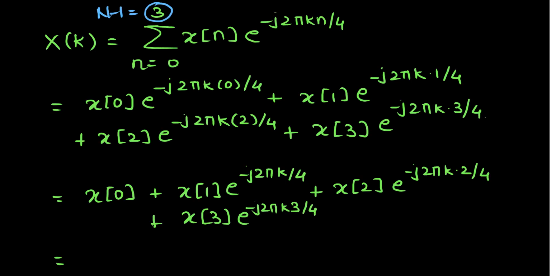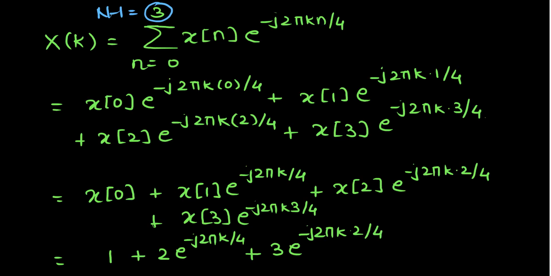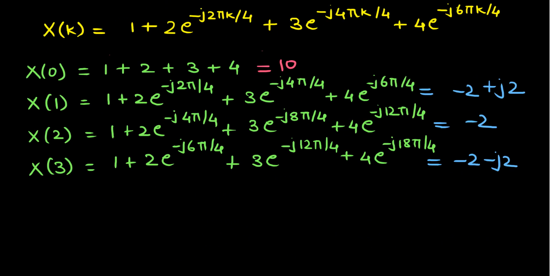And we know that x of 0 is 1, plus x of 1 is 2, so it is 2 into e to the power minus j 2 pi k by 4, plus x of 2 is 3, so it is 3 into e to the power minus j 2 pi k into 2 by 4, plus x of 3 is 4, so it is 4 into e to the power minus j 2 pi k 3 by 4. So we have the expression something like this.